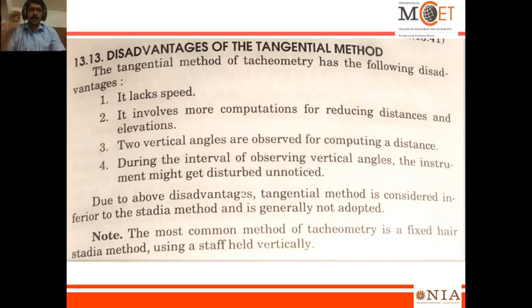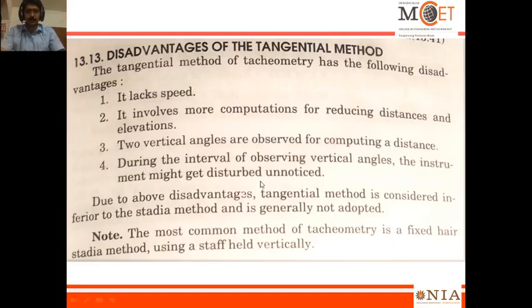Hello friends, in the last portion of the fourth unit, we are going to solve problems based on the tangential method. Before that, we will see some disadvantages of the tangential method. It lacks speed. How does it lack speed? Since we have to measure two vertical angles.